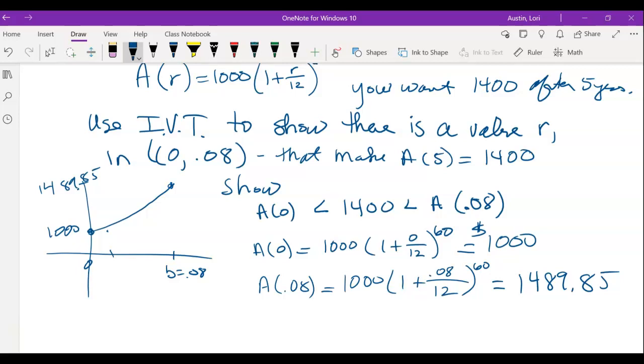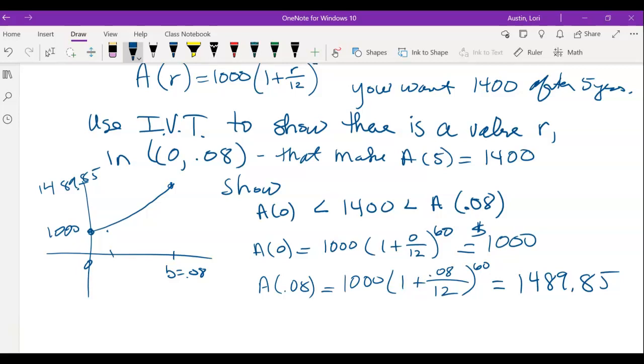So again, proving theorems are funny things. Showing theorems work are funny things. Sometimes they seem rather, well, that makes sense, right? Because what you're showing here is you're saying, well, my initial investment is just $1,000. That's A sub 0. I'm going to guess I need at least 8%. So I'm going to try 8%, right? So I plug in 8% and I get $1,489. Well, maybe you can't find a bank with 8%. But you know if you can find a bank somewhere between 0 and 8%, there's going to be a magic percent that gives you exactly $1,400, right?